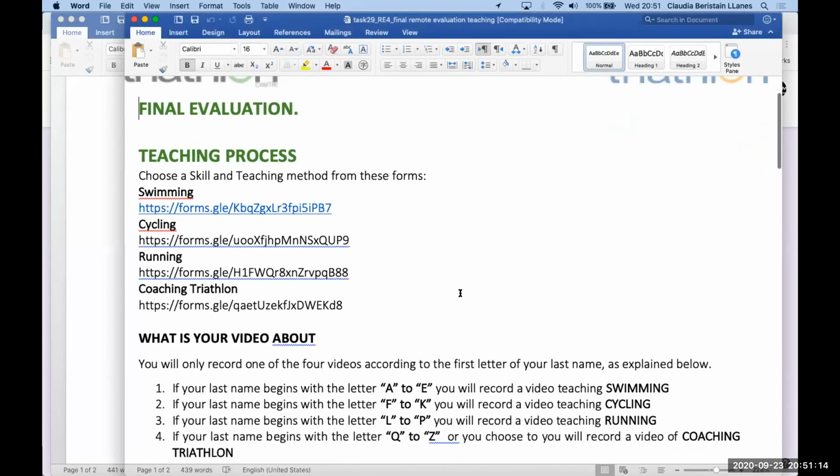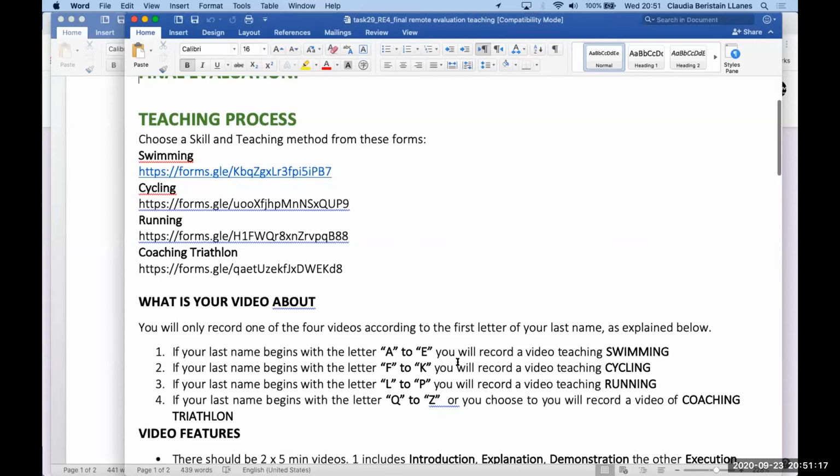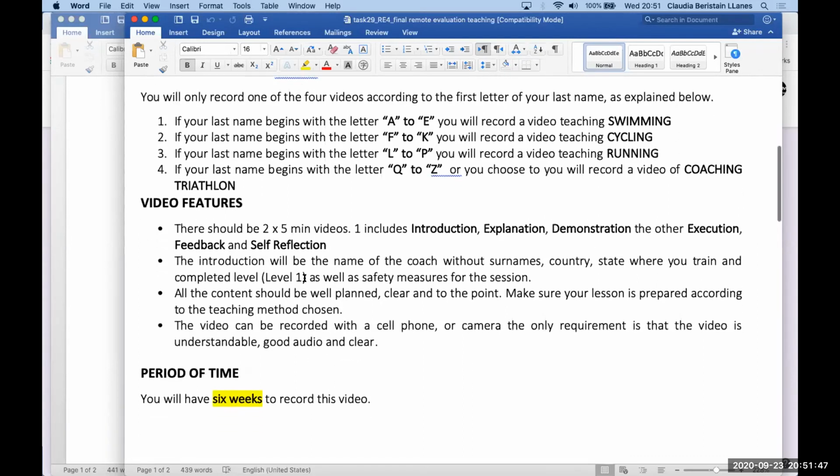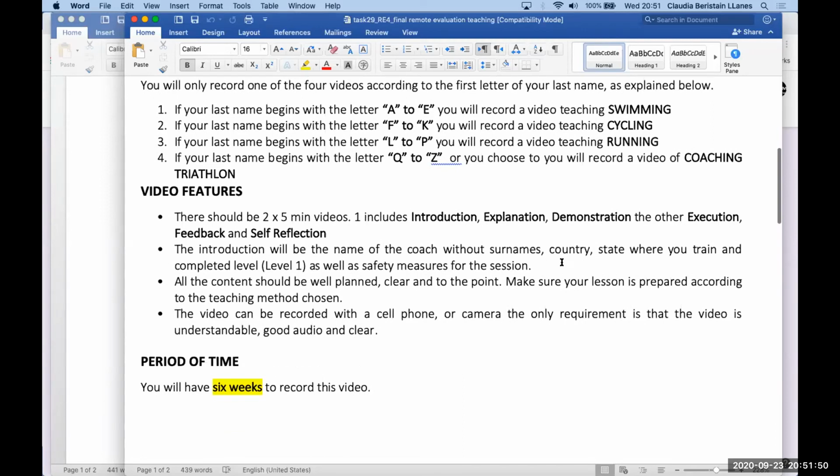So what we're going to do is this. Depending on your name, you will choose a skill and teaching method from the swimming form or the cycling or the running or the coaching triathlon, okay? You will do two 5-minute videos. The first video should include an introduction, the explanation, demonstration, and execution. And the second video will have execution, feedback, and self-reflection, okay? The introduction will be the name of the coach without surnames, country, state where you train, and completed level, as well as safety measures for the session.